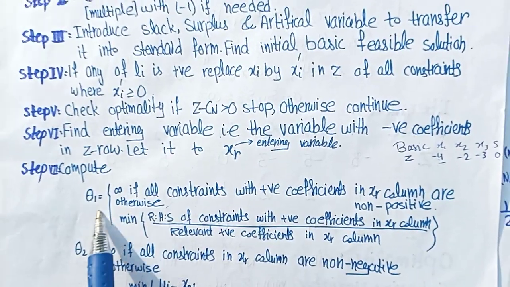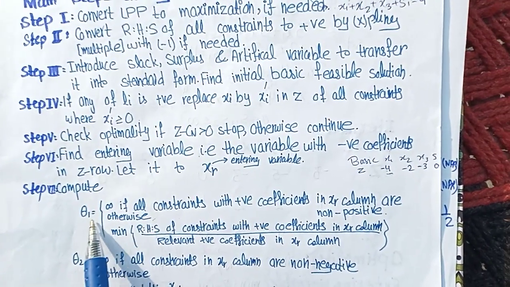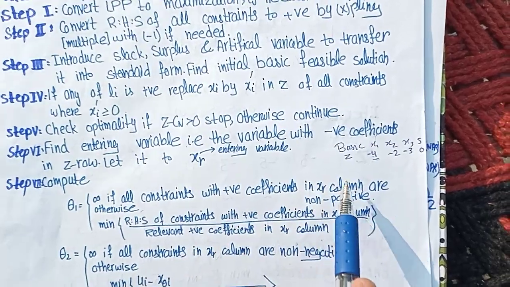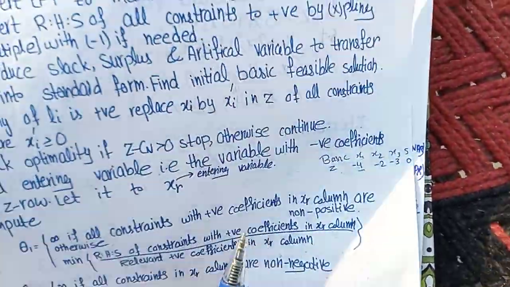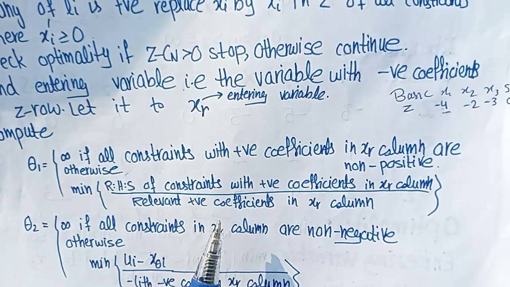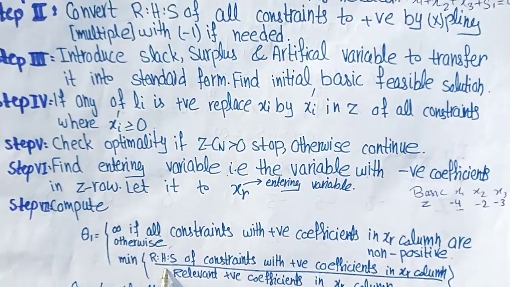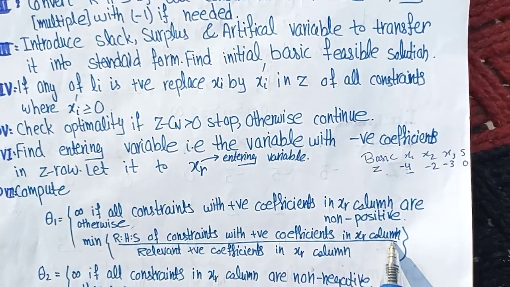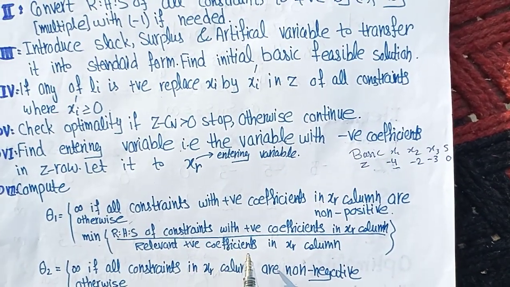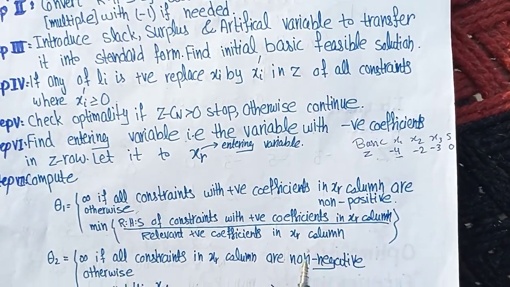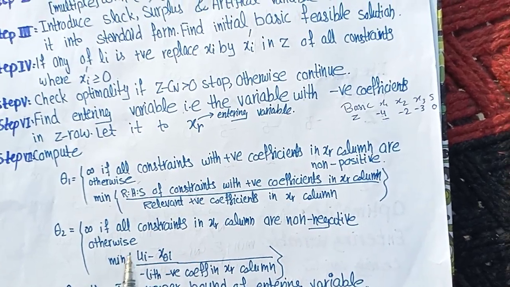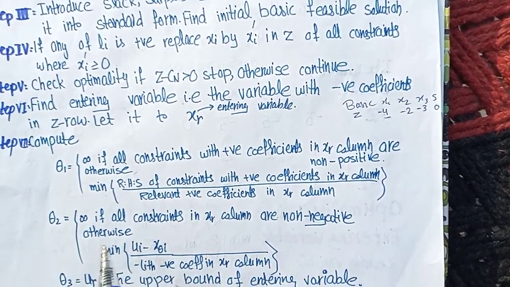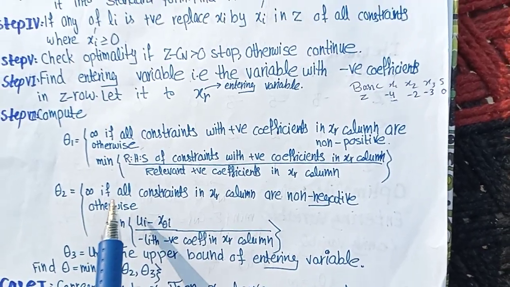Compute theta 1, equal to infinity if all the constraints with positive coefficient in the xi column are non-positive. Otherwise, the minimum of the right hand side of constraints with positive coefficient in the xi column divided by the relevant positive coefficient in the xi column. Children, you will be explained this in the next lecture when we do examples of it.